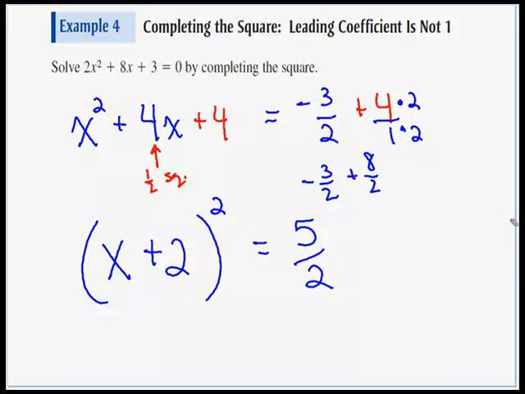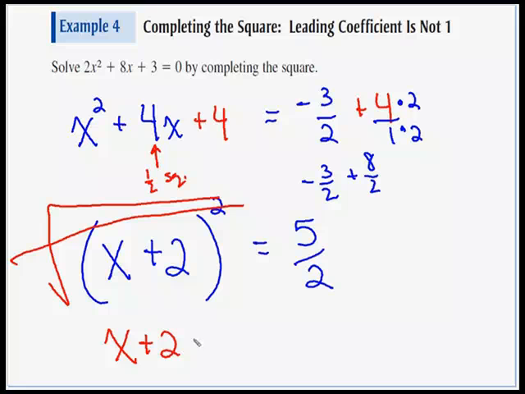Alrighty. Now we're ready to square root both sides. So over here we have our quantity perfectly squared. The square root will cancel with that, and we're left with just the x plus 2 equal to, and we would square root our fraction, 5 halves, and don't forget we have plus or minus.